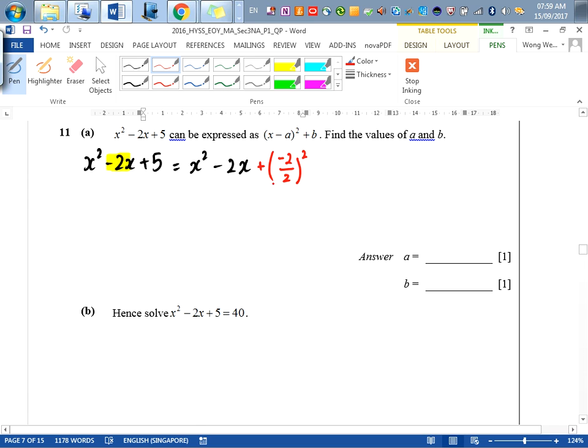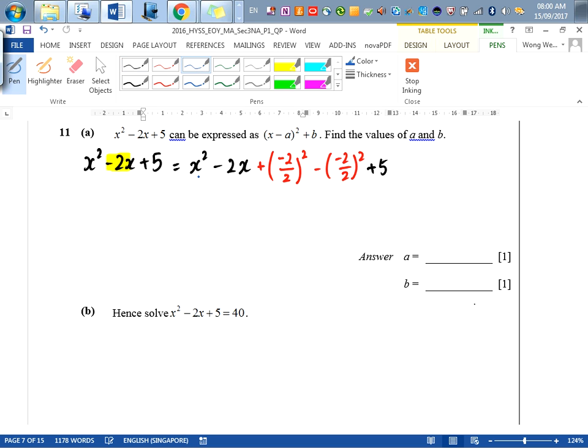So now that I have added in a new term, are they equal? No. What must I do? I must subtract it away again. So minus whatever I just added. And back to the original question, plus 5. Yes?